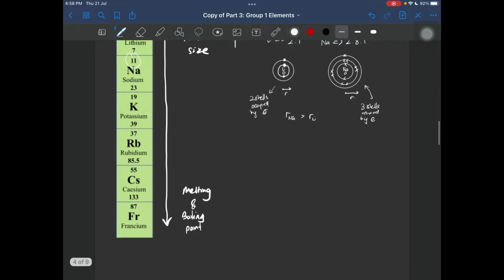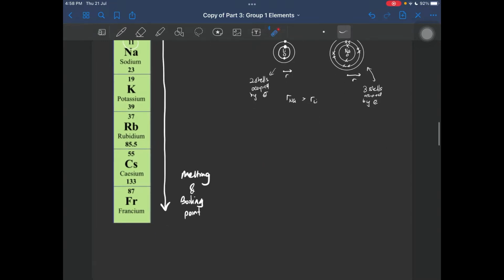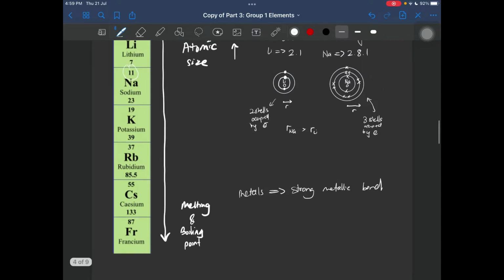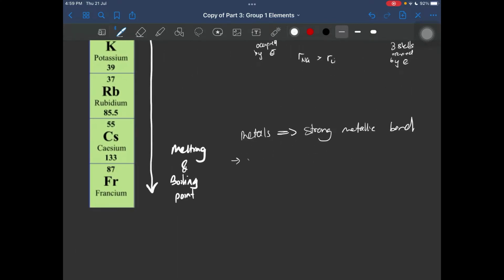Well, we know that when we want to compare the melting and boiling point going down the group, first we need to know whether it's a metal or non-metal. In this case, group 1 elements, also known as alkali metals, are metals, right? They are metals. So since they are metals, they are held together by strong metallic bond, right? However, when we go down the group, we know that the atomic size increases.